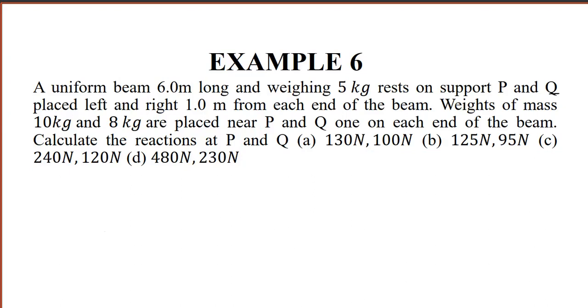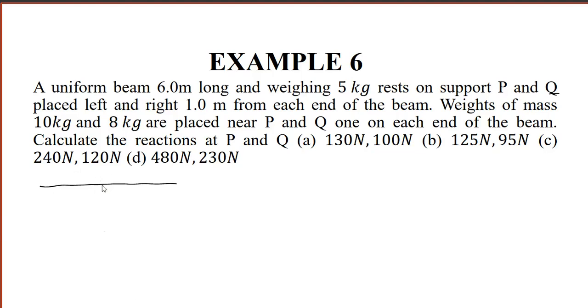A uniform beam 6 meters long, weighing 5 kg, rests on support P and Q, placed left and right 1 meter from each end of the beam. Weights of mass 10 kg and 8 kg are placed near P and Q, one on each end of the beam. Calculate the reaction at P and Q. Now we have what? A uniform beam.